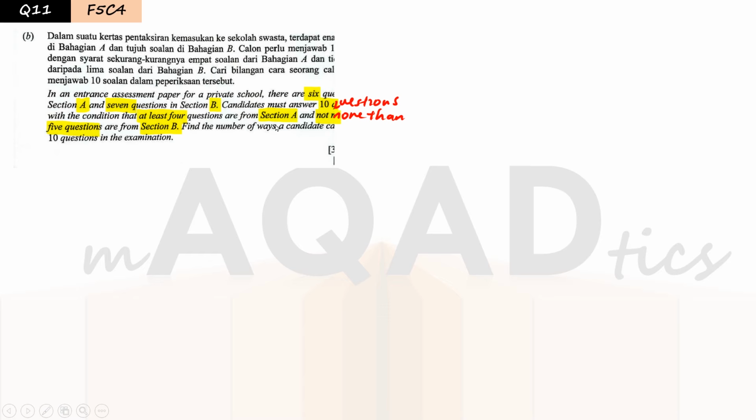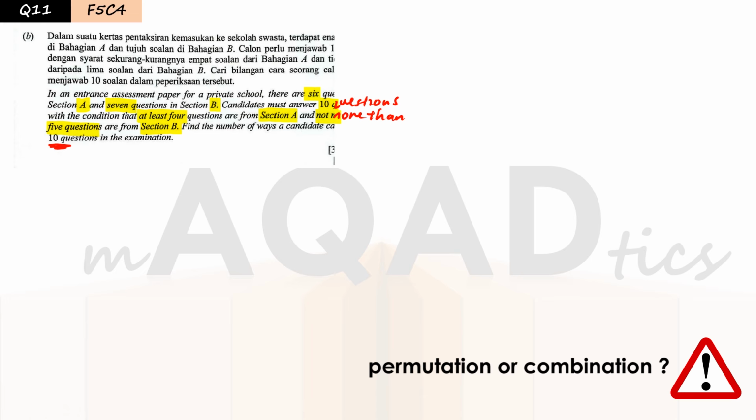Now we need to find the number of ways for the candidate to answer 10 questions in the examination. Again, for any permutation or combination question, we need to ask ourselves, is this a permutation question or a combination question? I give you 5 seconds to think about this.